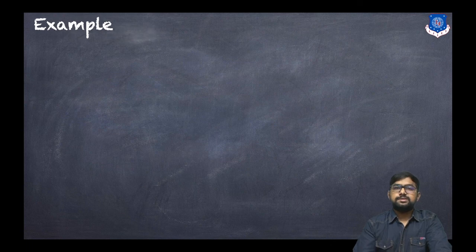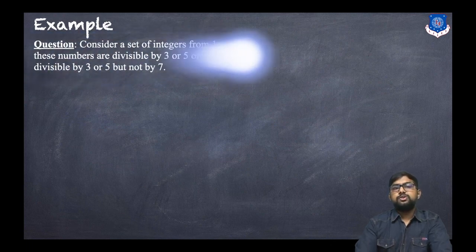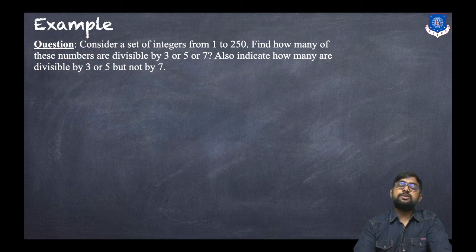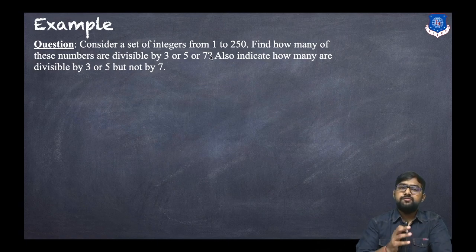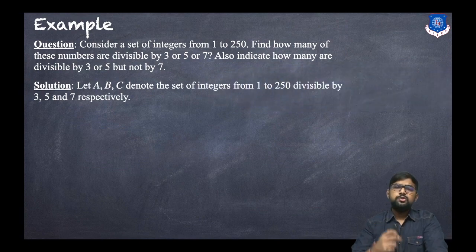Let us discuss an example based on this. The question is: consider the set of integers from 1 to 250. Find how many of these numbers are divisible by 3 or 5 or 7, and also indicate how many are divisible by 3 or 5 but not by 7. So we will use this inclusion and exclusion principle.